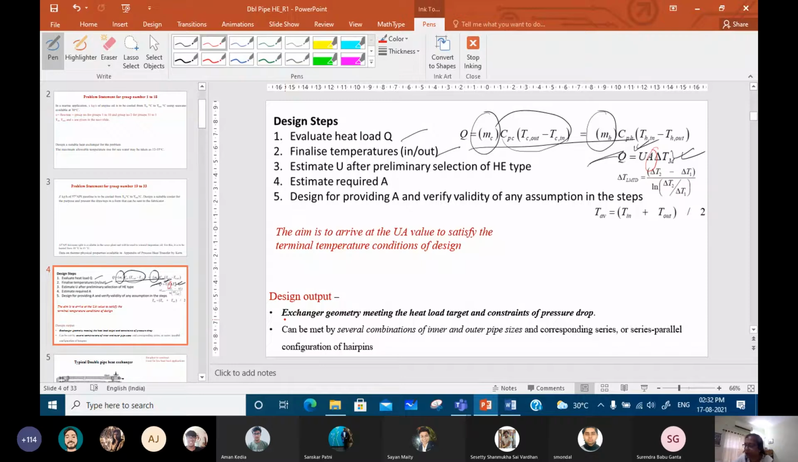And from here, we are going to know the area. Once you know the U, and from the area, you can find it out. Now, remember one thing, there is no unique design solution. The same thing, arriving at the UA value to satisfy the terminal temperature conditions, can be achieved by different selections of the inner and the outer pipe.